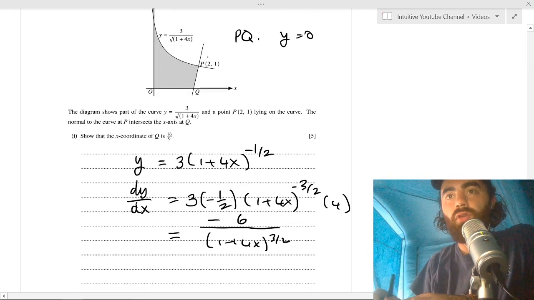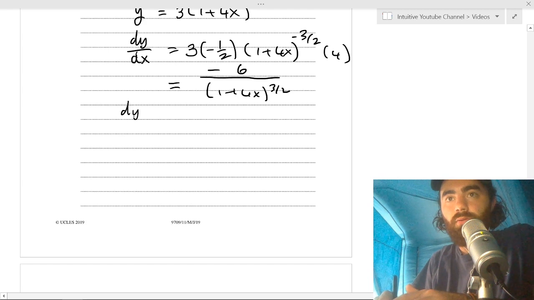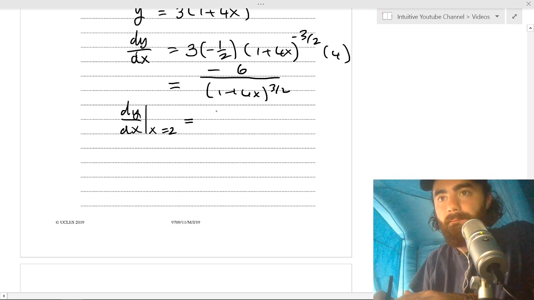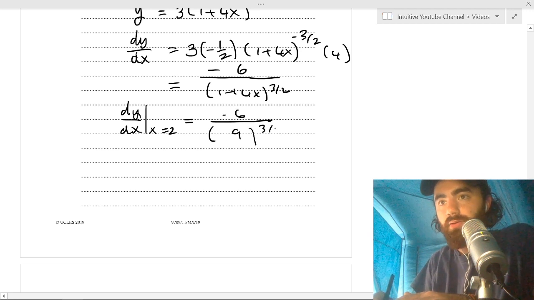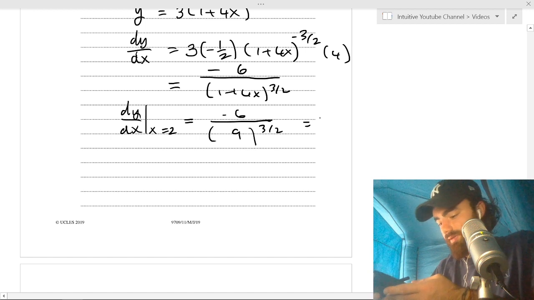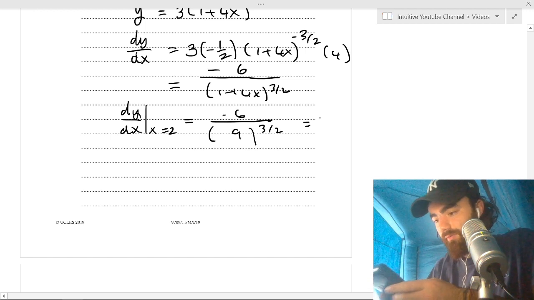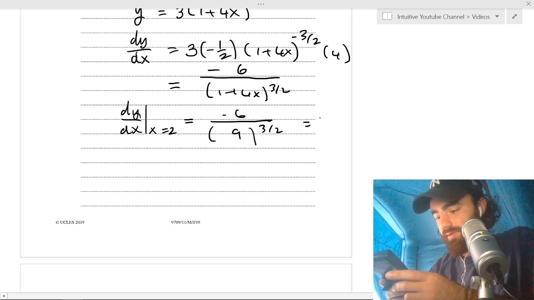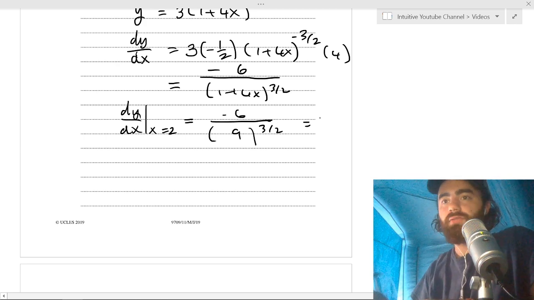So if we want the gradient of the curve at P, that's the gradient of the curve when x equals 2. If we plug that in, 1 plus 4 times 2 will give us 9 to the 3 over 2. And that is 9 to the power of 3 over 2, which is 27. And negative 6 divided by that answer gives us negative 2 over 9.